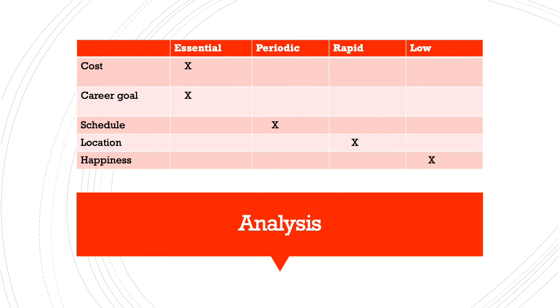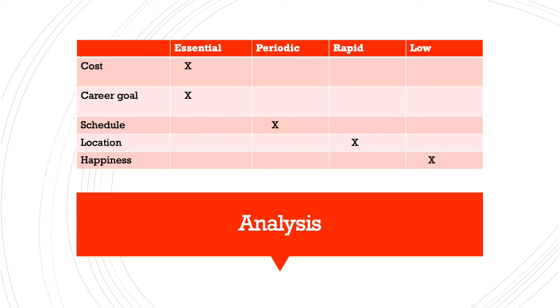This is the analysis of what we came up with in our results from the data. Each important factor falls into a different rank. We have 4 different ranks, which include essential, which means very important; periodic, which means rarely important; and rapid, important for some issues; and low, which is not so important.